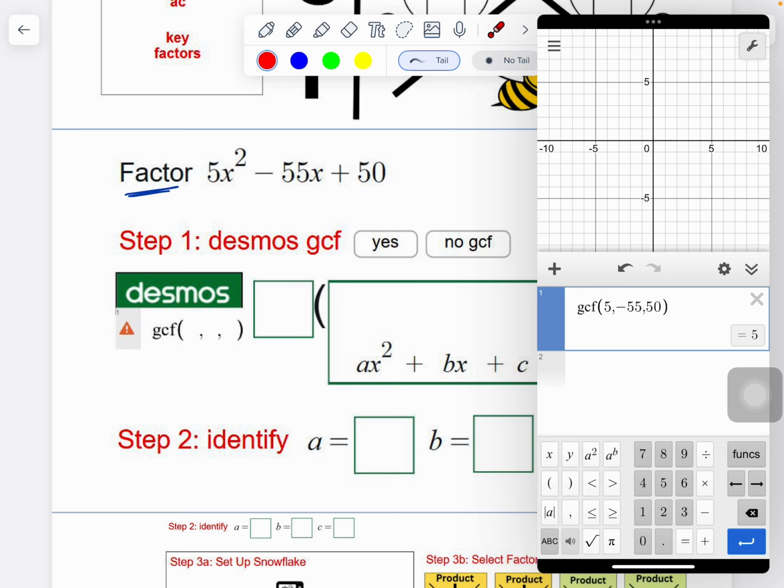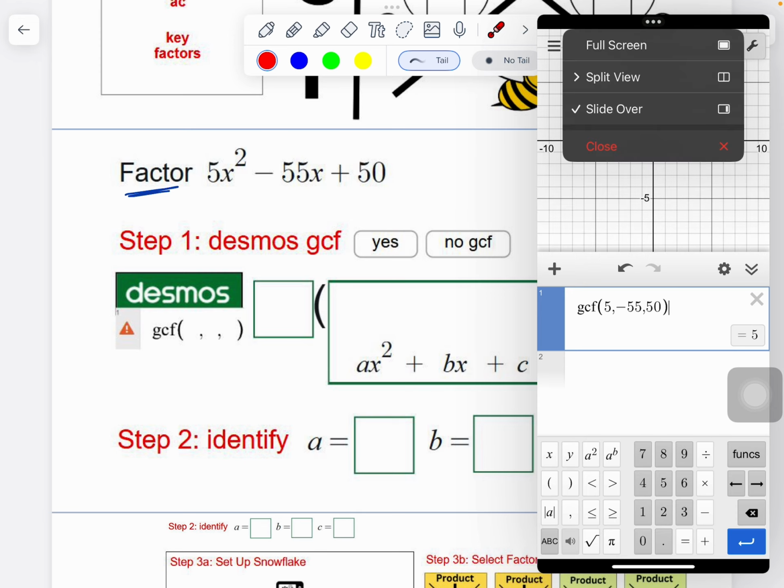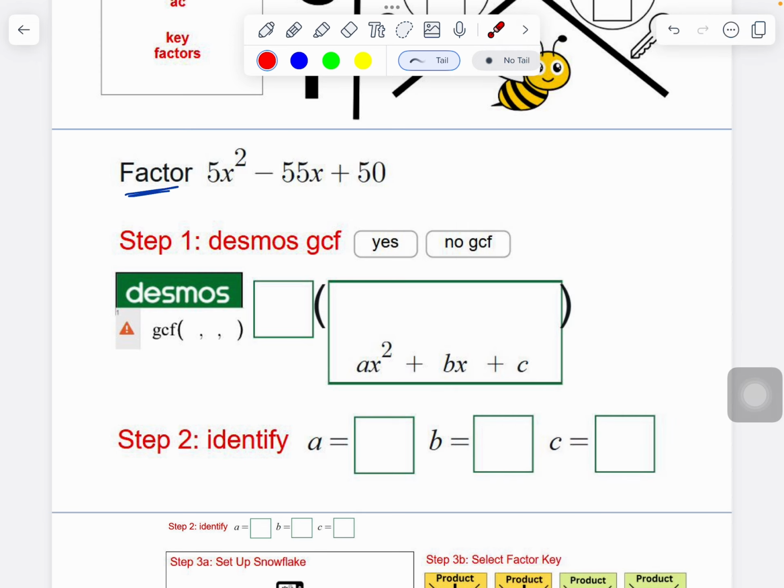If you get a number that's not 1, then you have a GCF. I don't care about a GCF of 1. That doesn't do anything. So if it's 1, you say no GCF. If it's any other number but 1, you have a GCF. And so we do have a GCF because 5 is not 1. So we're going to say, yes, we have a GCF. And our GCF was 5. So we're going to put a 5 right here.